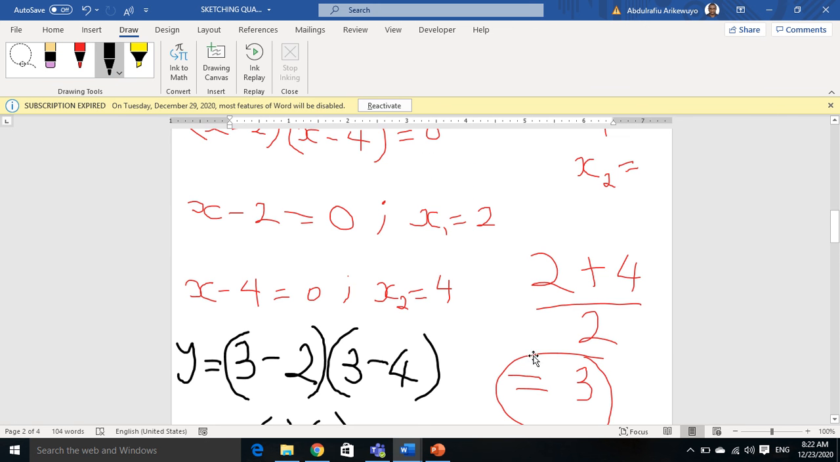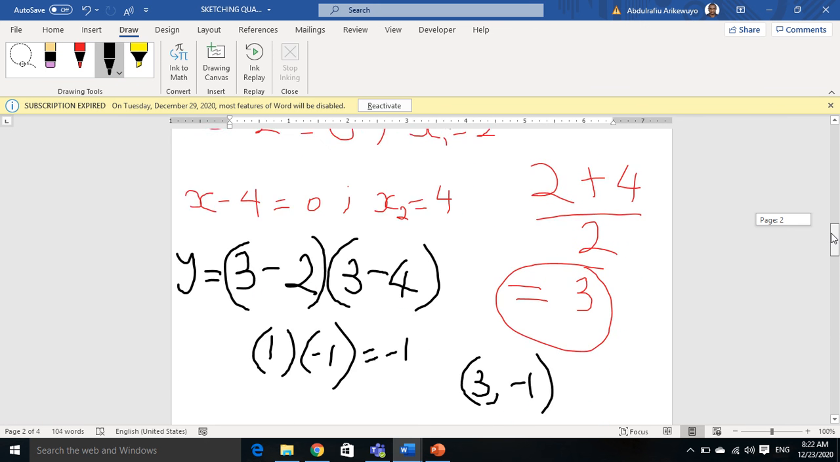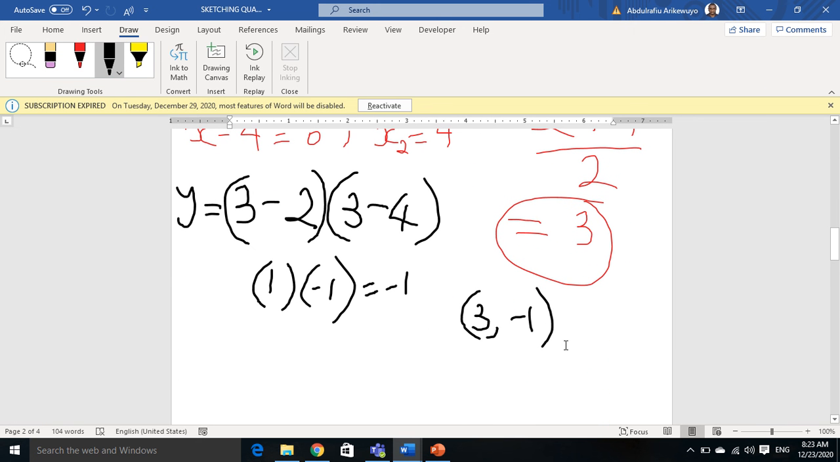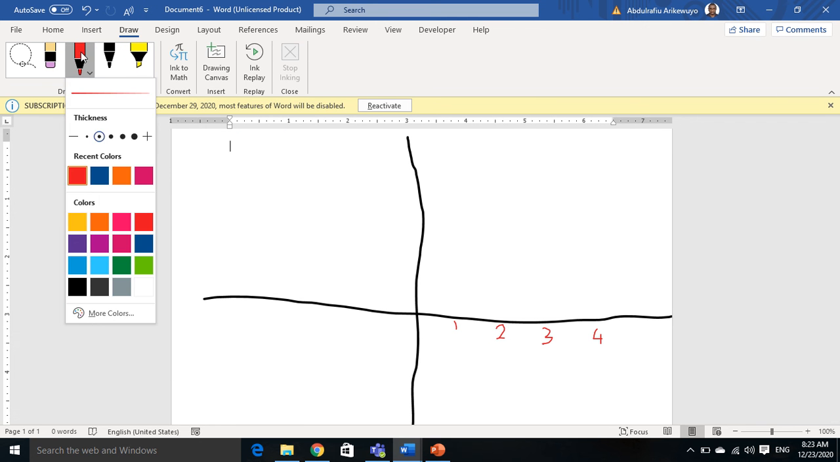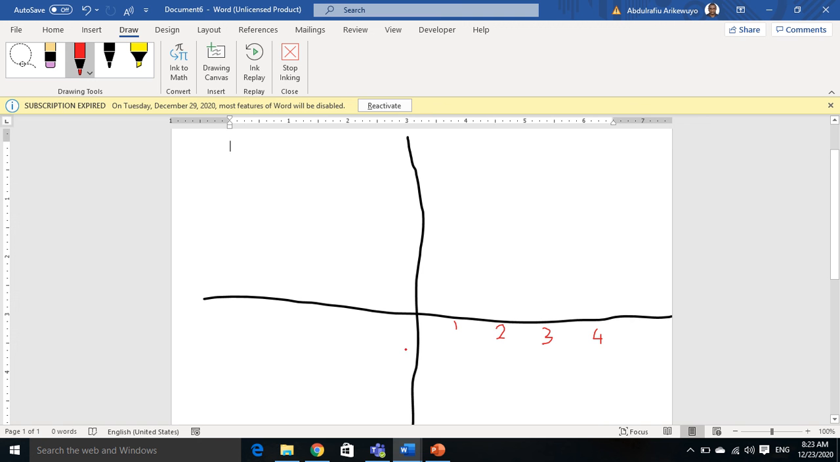Then, for the vertex, it is 3, minus 1. x is 3, y is minus 1. So minus 1 for y is going to be down here, somewhere around here. You know, this is the y-axis, and this is the x-axis. I hope you are getting it step by step.